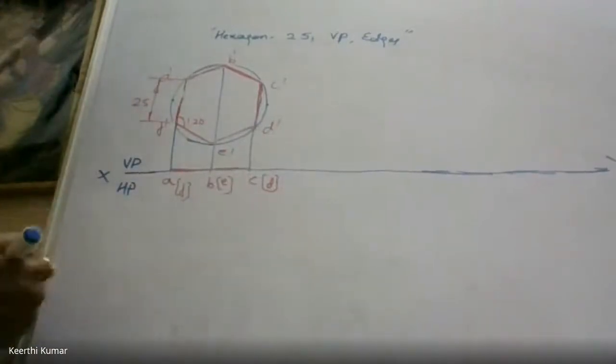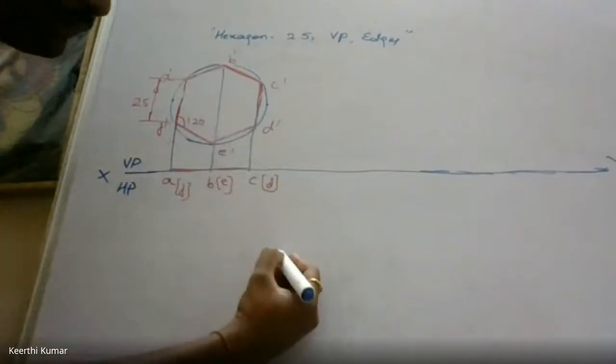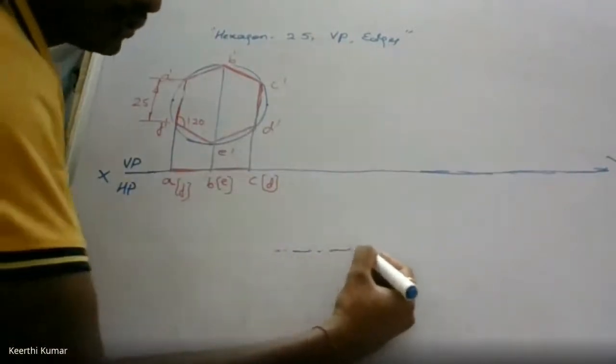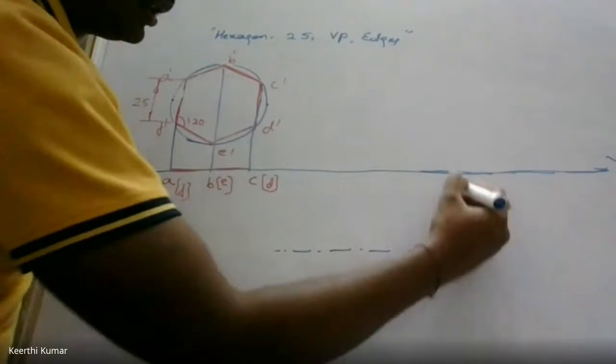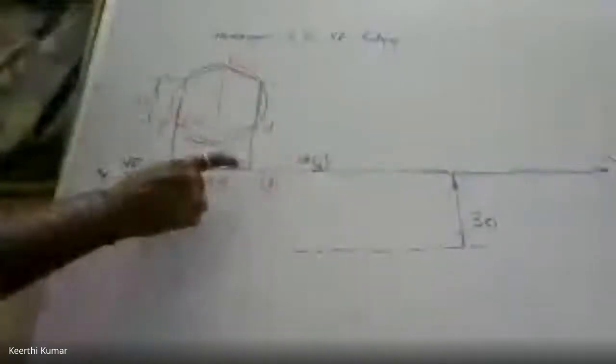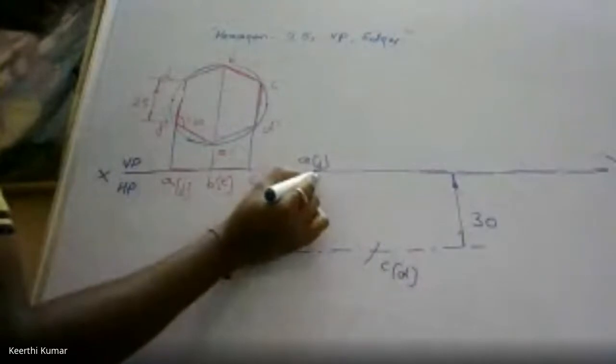This problem also we are done. If it is on HP, you know how to solve. Draw the locus. Expecting that 30 should be fixed here. F fixed. What you do is measure A and C, keeping this as a center, cut an arc. So if you cut an arc, the arc will cut somewhere here. This is C and D. Join this.